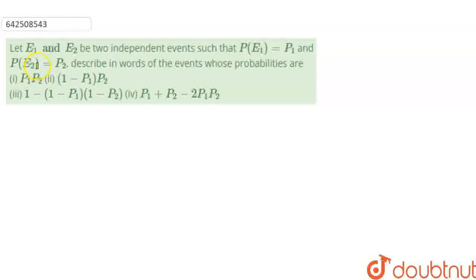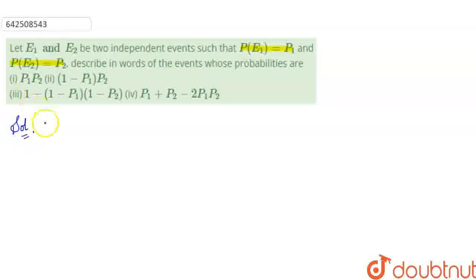Okay, question is given to us. Let E1 and E2 be two independent events such that P(E1) is equal to p1 and P(E2) equals p2. What we have to do is describe in words the events whose probabilities are given. So four parts are given, and we have to describe each and every part in words. So let us start this question.